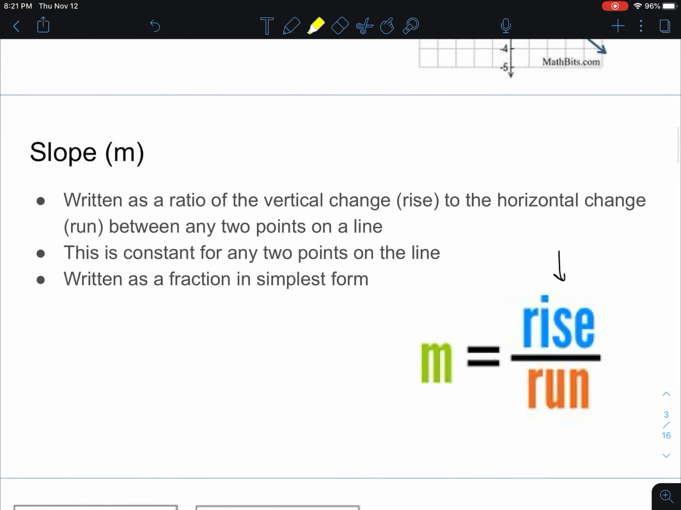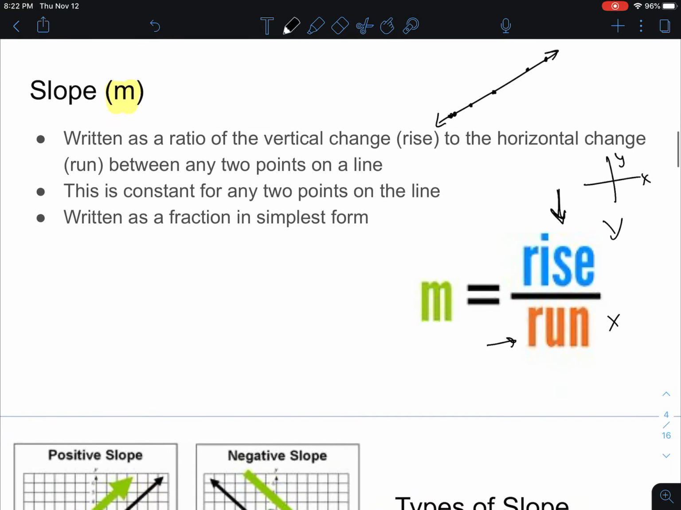Slope is denoted by the variable m, and it is written as a ratio of the vertical change, which is called rise, over the horizontal change, which is called run. So this is the y and this is the x if you're thinking about it on a graph. And it's constant for any 2 points on a line. So a linear graph that has a slope will be the same for these points as it is for these points as it would be for these 2 points. And it's written as a fraction in its simplest form.